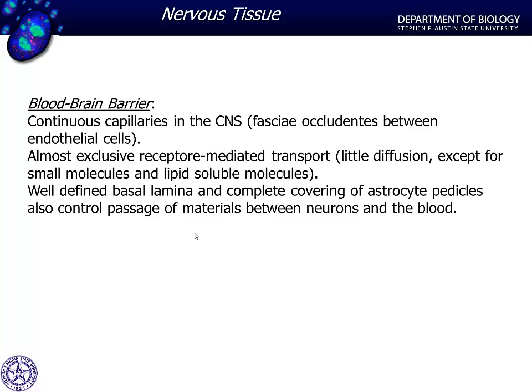And so by and large, that's going to shut down diffusion, except for carbon dioxide and oxygen and some lipid-soluble molecules. But most of the rest of these molecules are going to be receptor-mediated transported. It's going to be facilitated in some way, either active or facilitated diffusion. Now that's going to be through the endothelial cells, but then with the astrocytes also having to screen this material and move it between neurons and the bloodstream, those cells, the continuous capillary endothelial cells and the astrocytes, account for our blood-brain barrier.